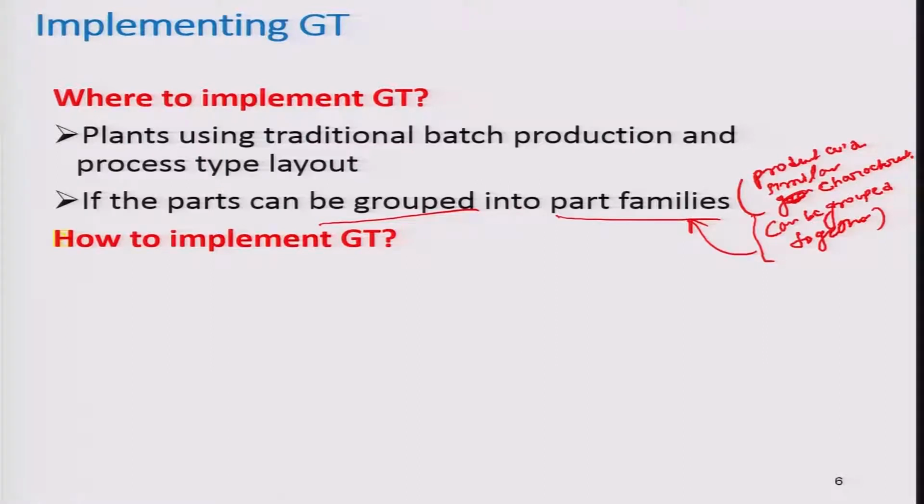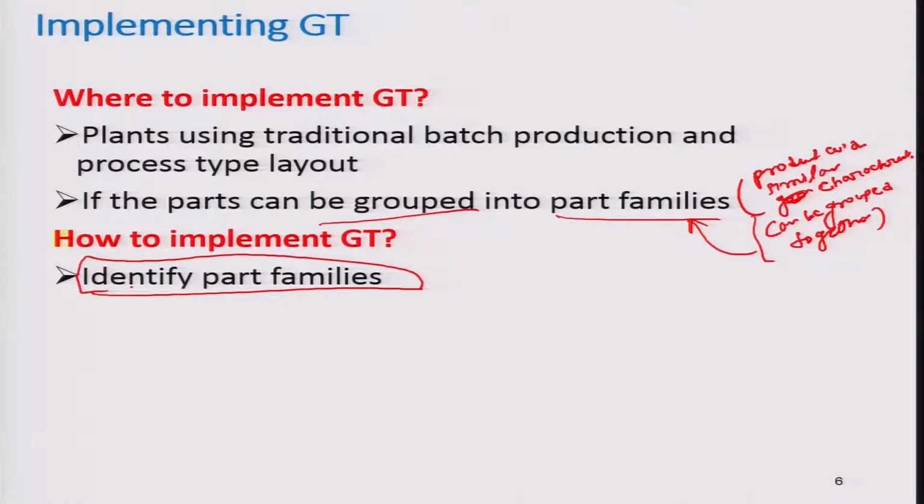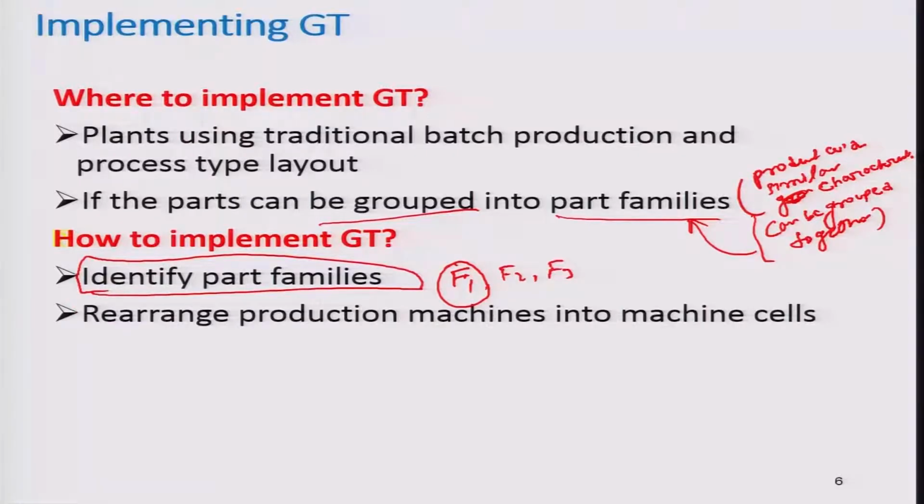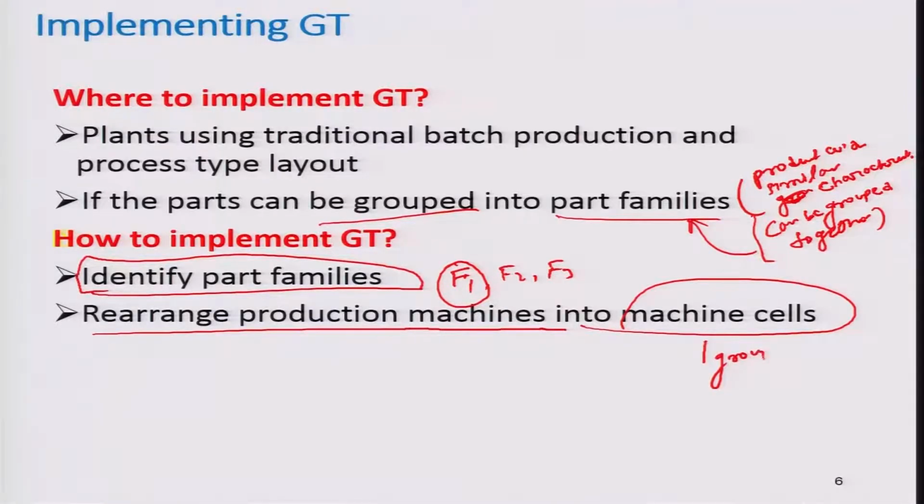How to implement group technology? First, you will have to identify part families, so that you can make a lot of families: family 1, family 2, family 3, and each family has a variety of parts which have similar characteristics. Then rearrange the existing production machines into machine cells. What is a machine cell? It's a group of machines with similar kinds of operation.